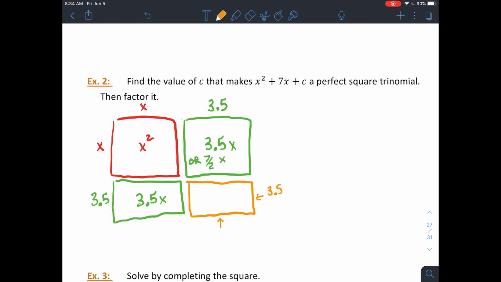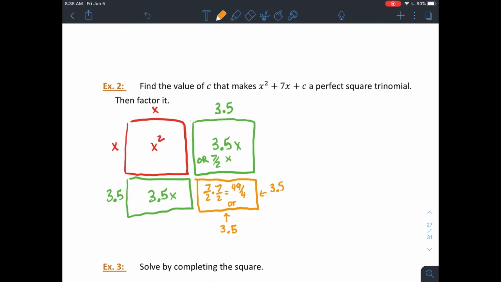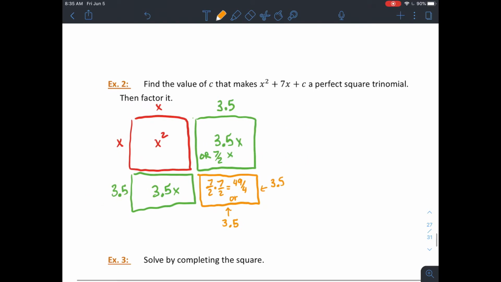So I split that area in half, rearranged it so that the side lengths are going to be equal, and then it doesn't look like that corner is the same dimensions, but that should be a 3.5 by 3.5 square region. So 3.5 times 3.5, or 7 over 2 times 7 over 2, gets you that C, your number of unit tiles, is 12.25 or 49 over 4 if you're going fractions.